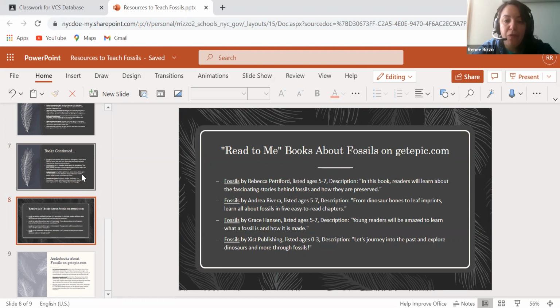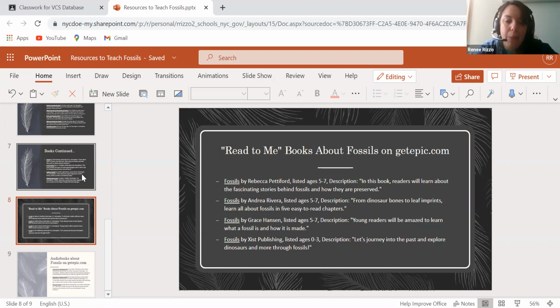Fossils by Rebecca Pettiford, listed ages 5 through 7. Description: In this book, readers will learn about the fascinating stories behind fossils and how they are preserved. Fossils by Andrea Rivera, listed ages 5 through 7. Description: From dinosaur bones to leaf imprints, learn all about fossils in 5 easy to read chapters. Fossils by Grace Hanson, listed ages 5 through 7. Description: Young readers will be amazed to learn what a fossil is and how it is made.